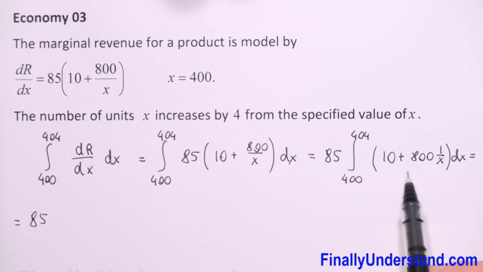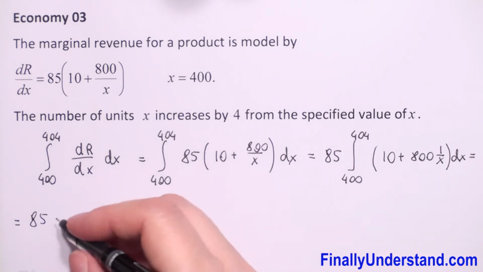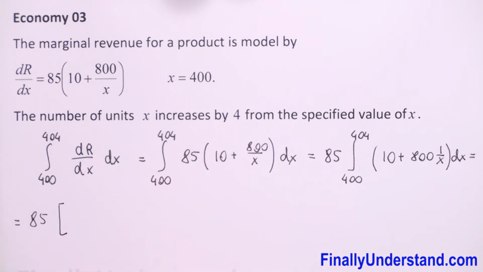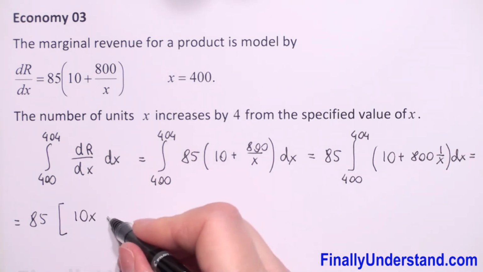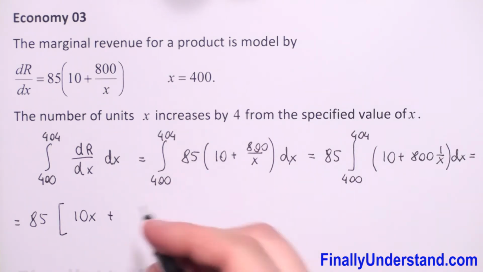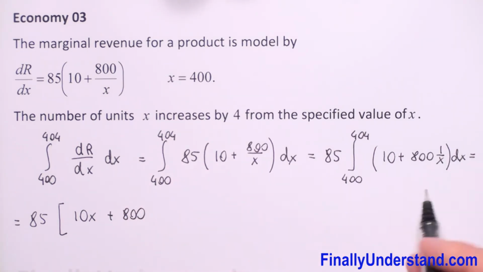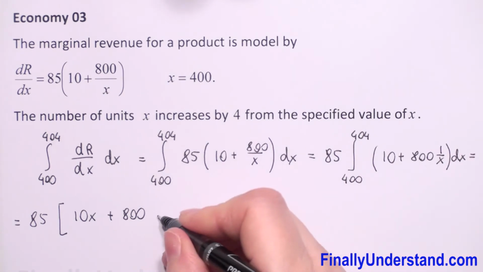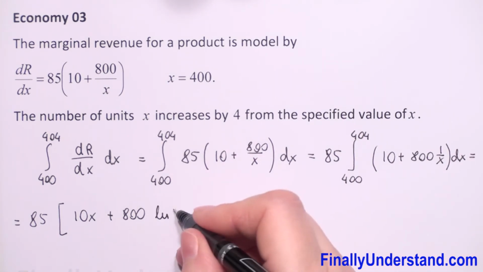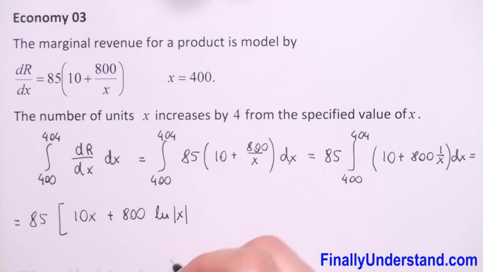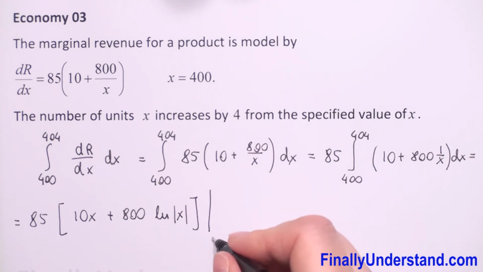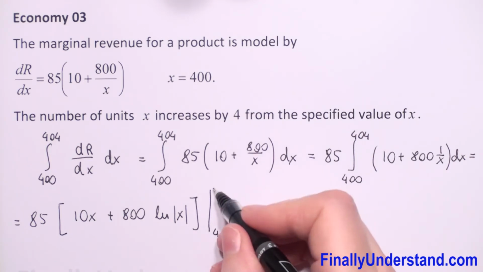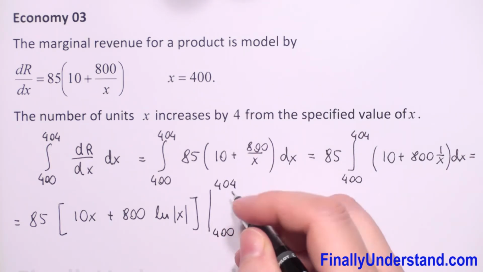So this is equal 85, and integral of sum is equal sum of integrals, so we will put in brackets. Integral of 10 with respect to x is 10x, and we have plus constant, we will copy 800, and integral of 1 over x is natural logarithm of absolute value of x, and we have to plug upper and lower limits, so we have from 400 to 404.